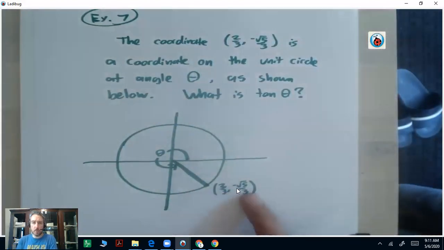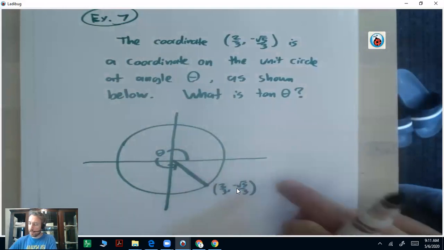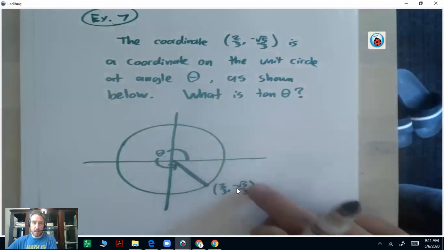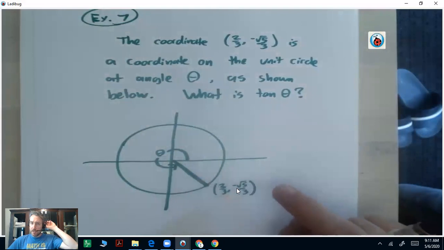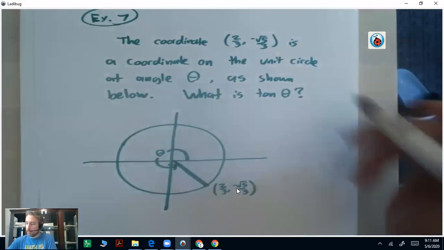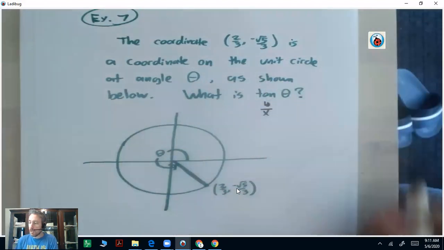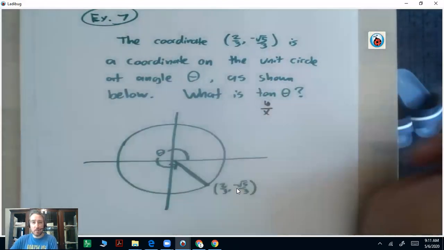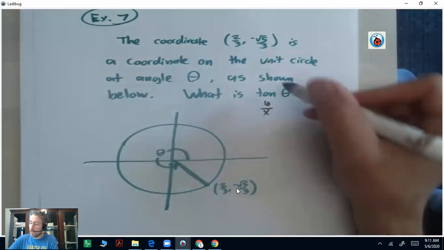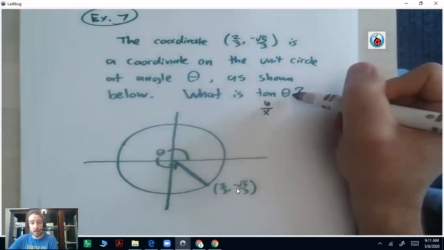And here's the coordinate where it is. It lies in quadrant 4. And it wants to know what is the tan of theta. Well, remember, tan is the y over the x value. Now, I don't know what that degree is, and I don't really need to know what that degree is. I need to know what is the tan of that degree.